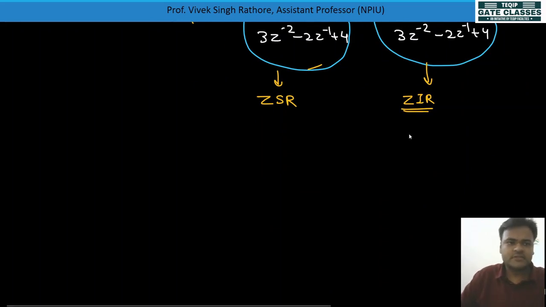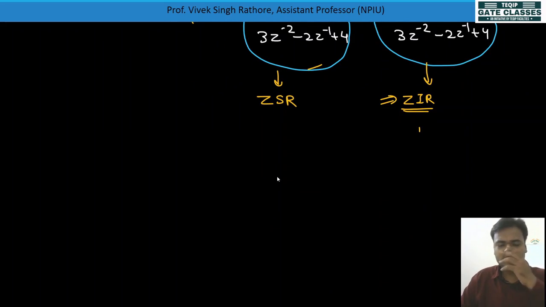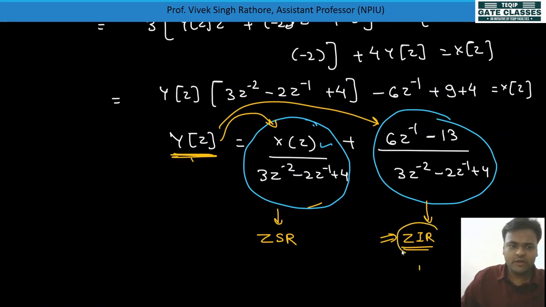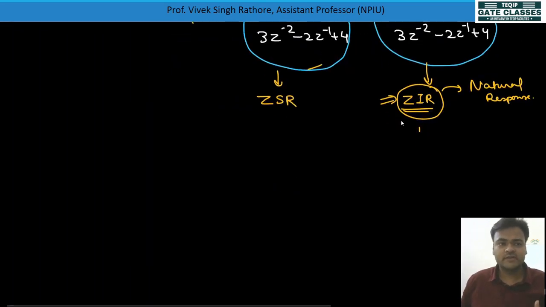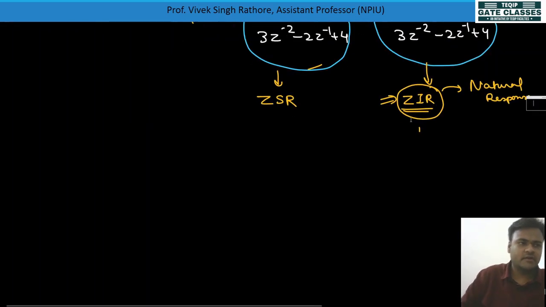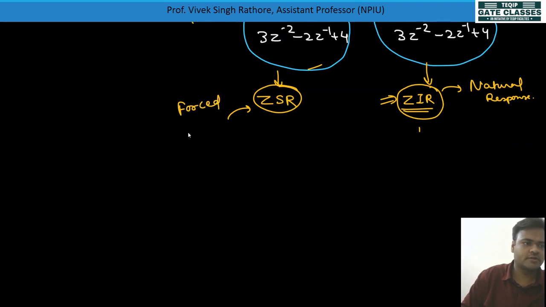Zero input means we have not given input, and the output is dependent on some initial conditions. So zero input response is also called the natural response. Whenever you are asked in the exam to calculate the natural response, you need to calculate the zero input response. And this one has an input portion, meaning input is given and then output is coming, so it is also called the forced response.